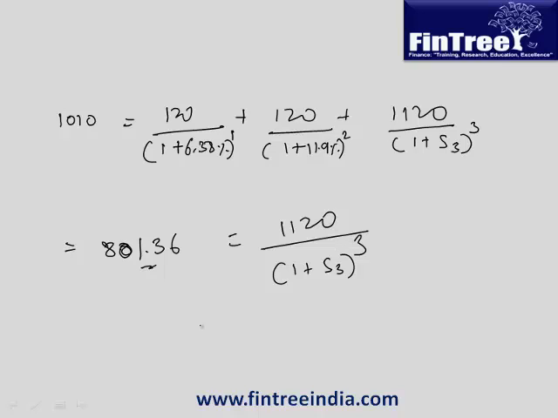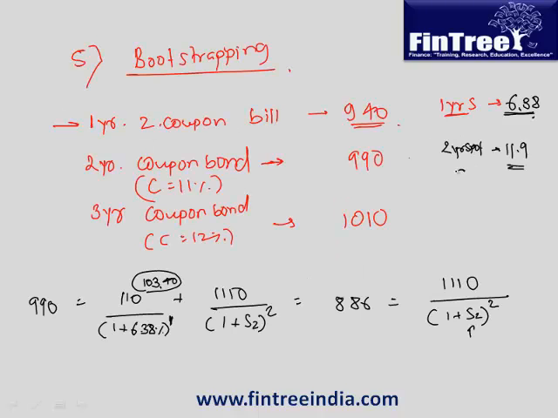So second clear TVM, 801.36 negative is the present value, 1120 is the future value, 3 is N, and compute IY. What is the IY? 11.80. Yes. So your spot rate of year 3 was 11.80. This process is called bootstrapping.